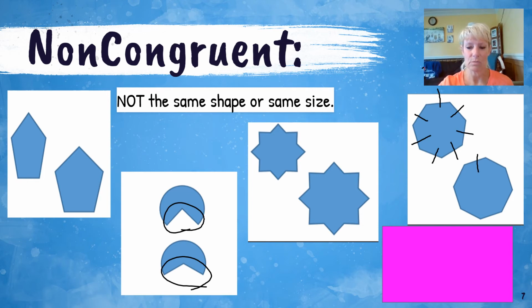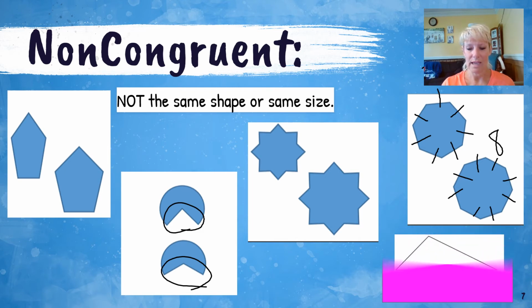So that's a heptagon. 1, 2, 3, 4, 5, 6, 7, 8. I meant sides. That's an octagon, so we don't have the same. So it's not congruent. And our last one is also not congruent.